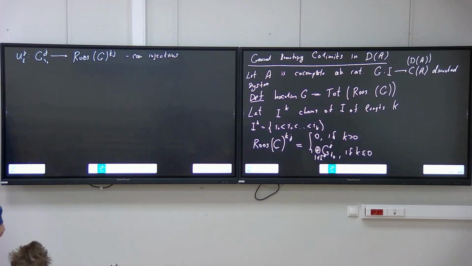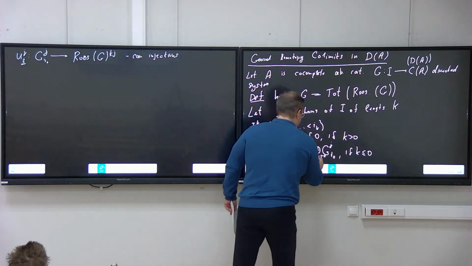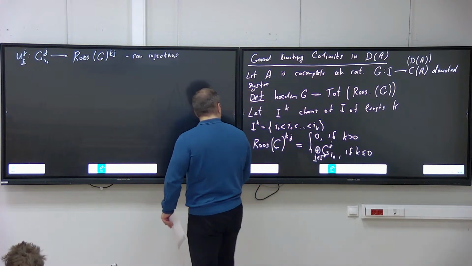Yeah, so it's a little bit unfortunate notation. Maybe I need to underline this I to emphasize that this is not really a number, that this is a chain in the category I of the landscape.